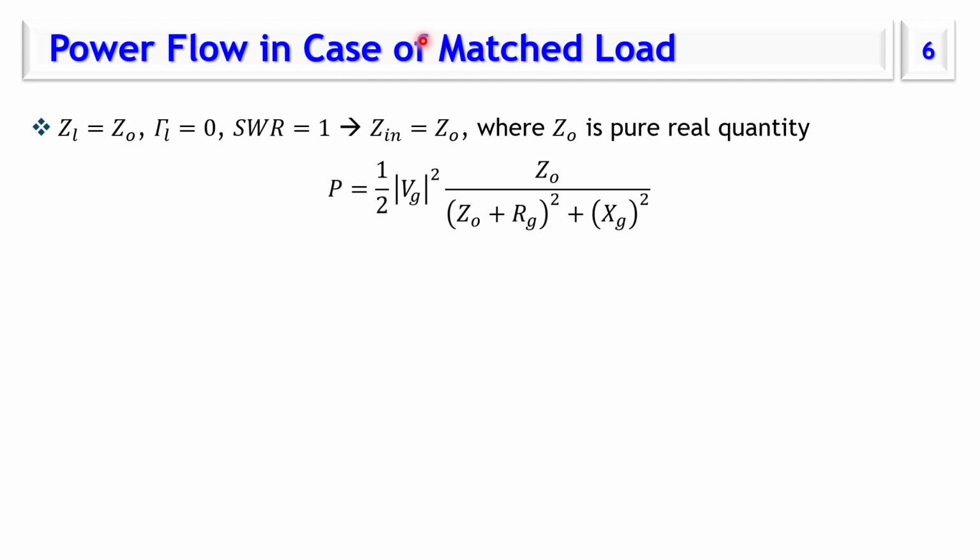In the case of a matched load, meaning ZL equals Z naught, there is no reflection coefficient. Standing wave ratio will equal 1. Z input equals Z naught, because it's matched at any point irrespective of the length. We will have input impedance equal to characteristic impedance. So the power delivered to the load in this case of matched load has this expression here. We just put ZL equal to Z naught.